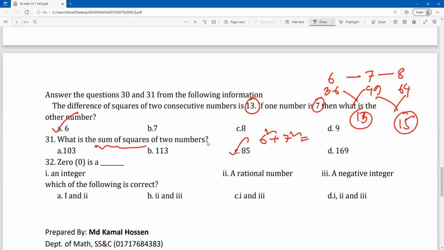0 is an integer. Definitely 0 is an integer. 0 is a rational number. Yes, we can write 0 in p by q form. 0 is a negative number? No, 0 is a non-negative number. This information is wrong. So 1 and 2 are the correct answers.